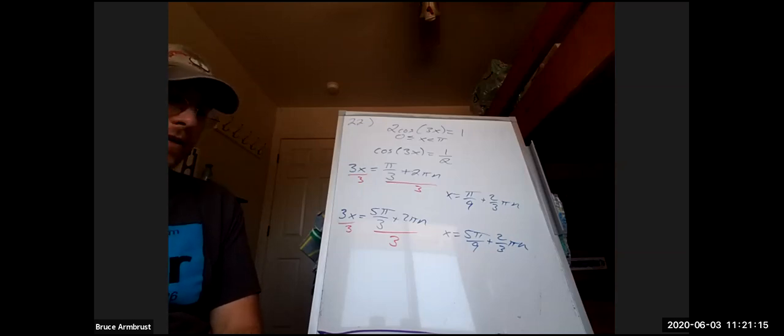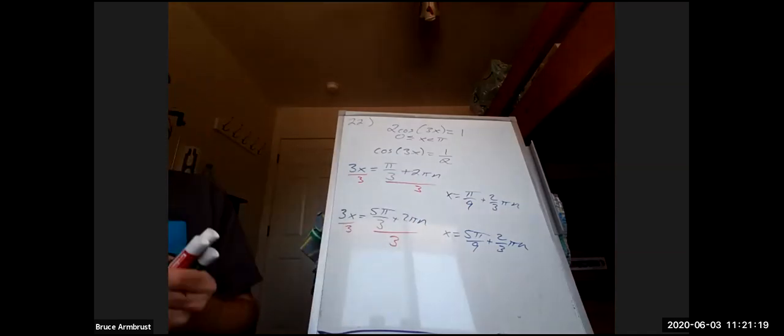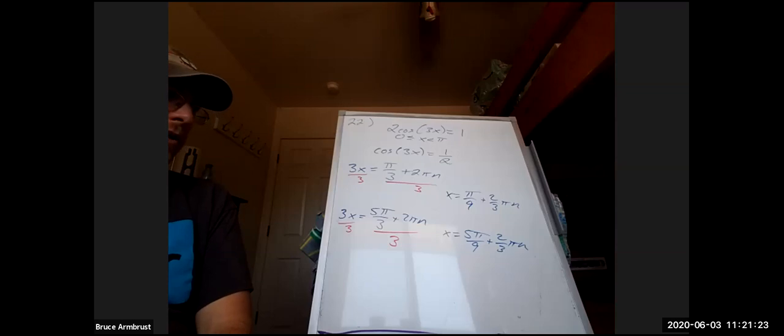Okay, so there are a ton of x's that make this true. These are all of them. But now let's go and actually answer their question, which is find the ones that are between 0 and pi.